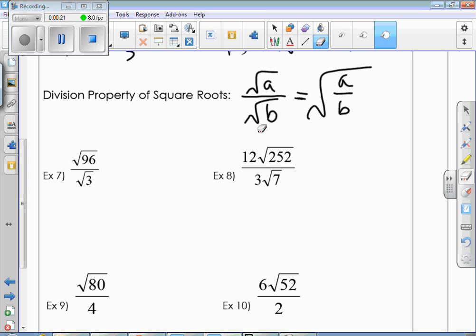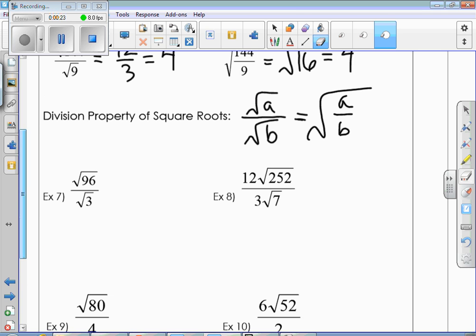In class today, we had developed the division property of square roots, which you see here. It says that the square root of a number a divided by the square root of a number b is the same as the square root of the quotient of those numbers a and b.